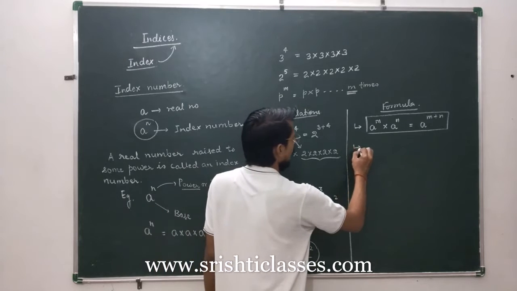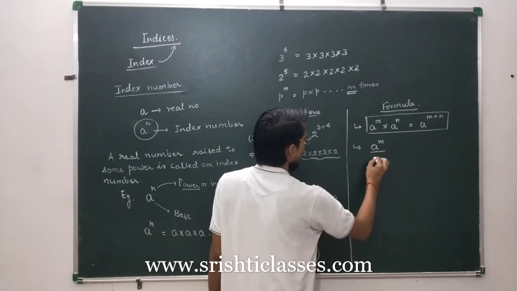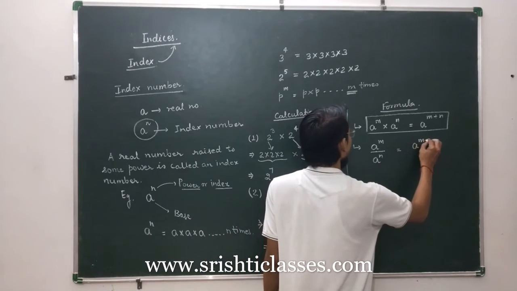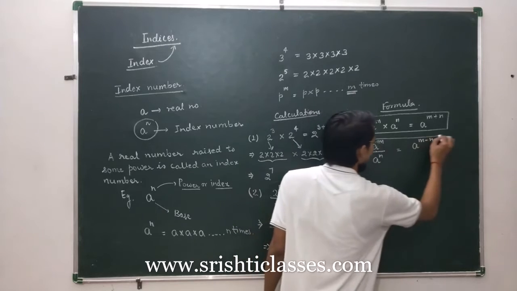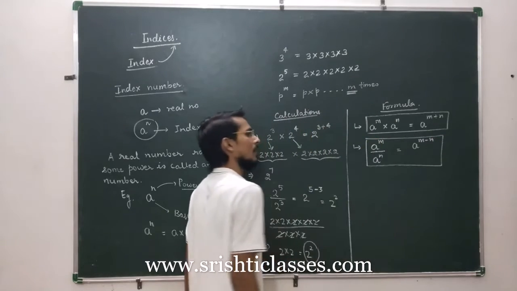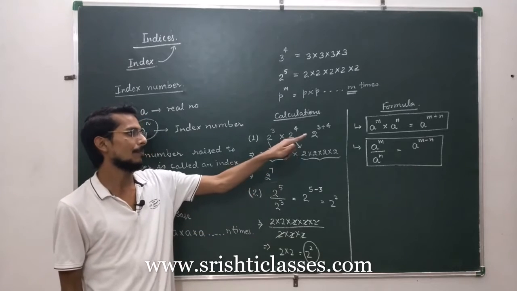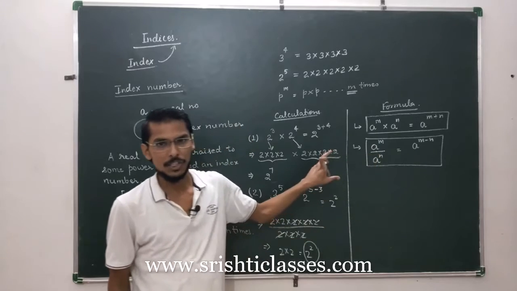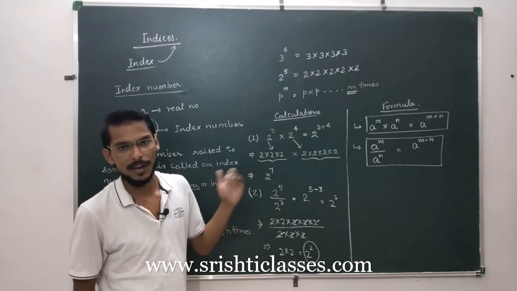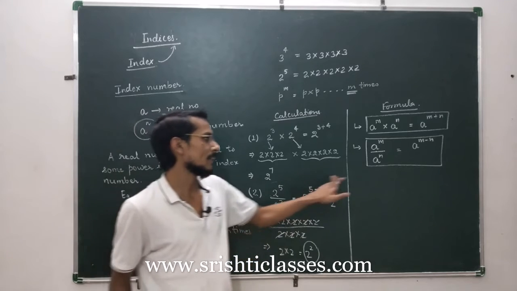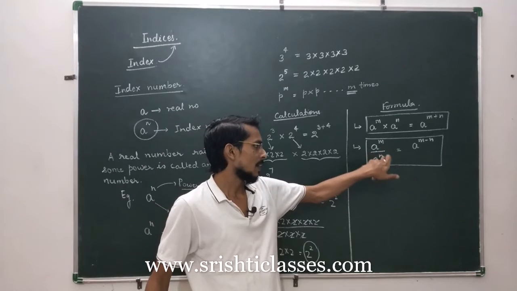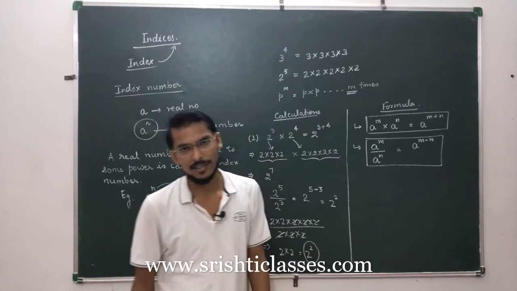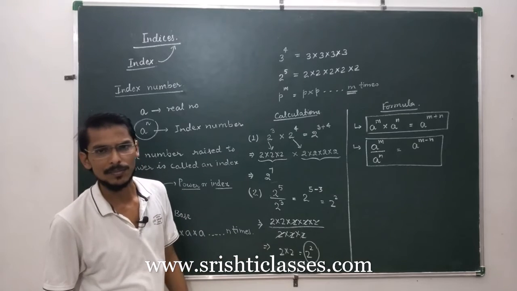So the next formula is a raised to the power m by a raised to the power n is equal to a raised to the power m minus n. This is our next formula. Okay. Here the index number is in the form of ratio, that is one index number is being divided by another index number. So in this case the power of the expression in the denominator will get subtracted from the power of the expression in the numerator, and the base will be same. Okay.